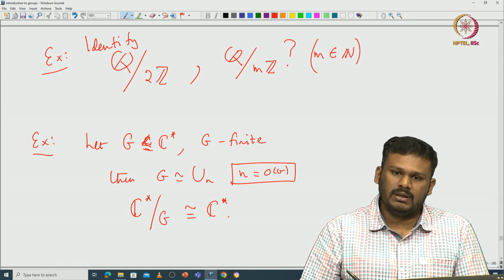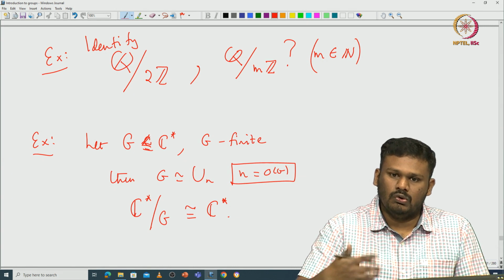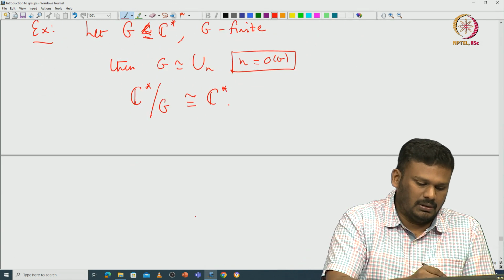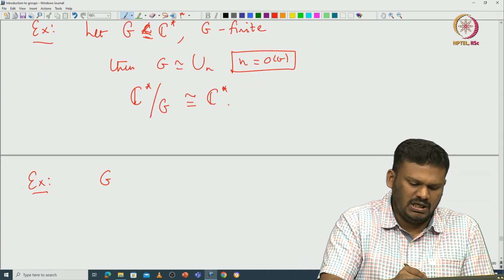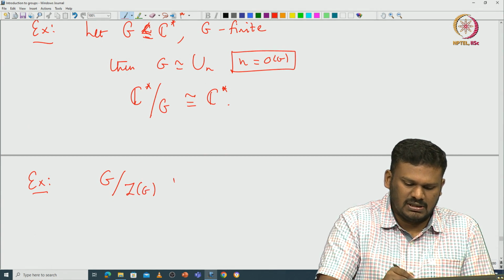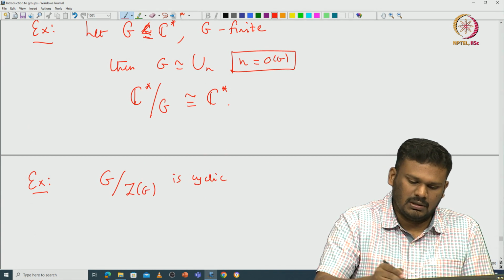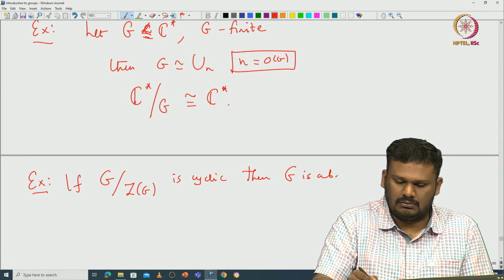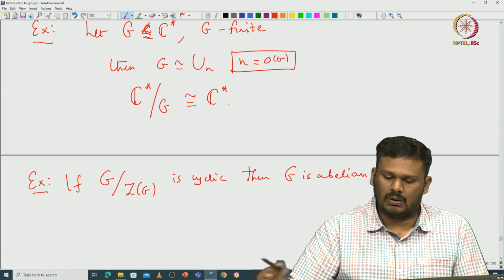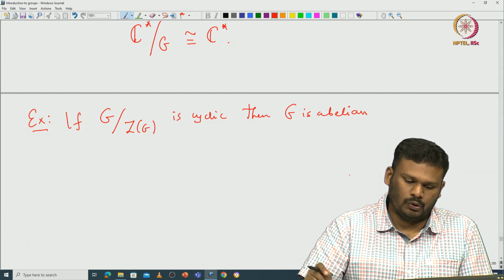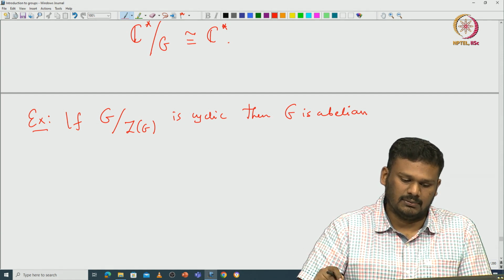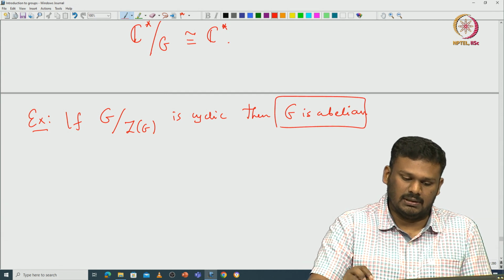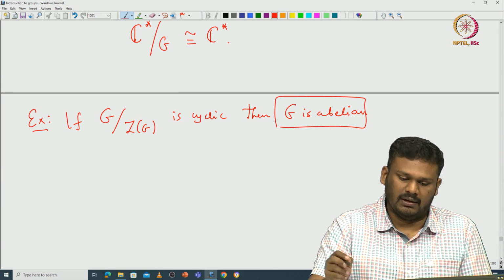Sometimes, by knowing some information about the quotient, you will be able to say something about the original group. For example, if G modulo the center of G is cyclic, then G is abelian. This is something easy to prove. You first find a cyclic generator and use it to prove that G is abelian. This I will leave to you.